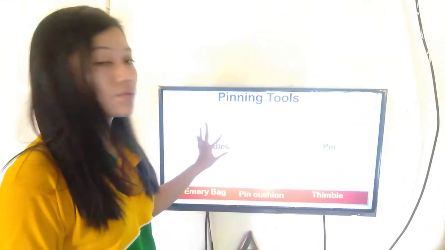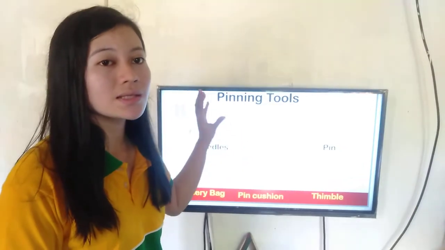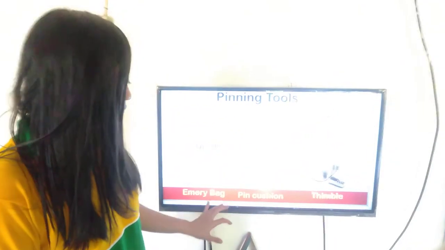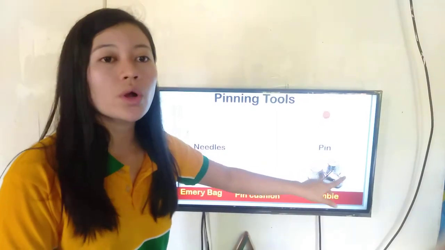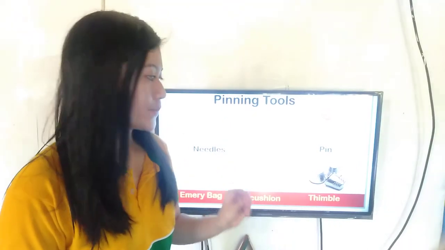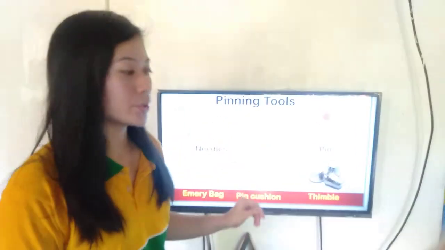So needles, we have different sizes and shapes, as also with pins. For thimble, this is used for protection in our fingers. This is worn during hand sewing to avoid our fingers from pricking.